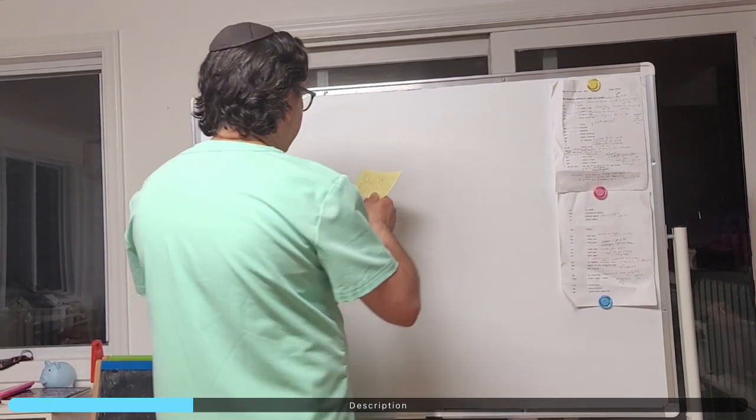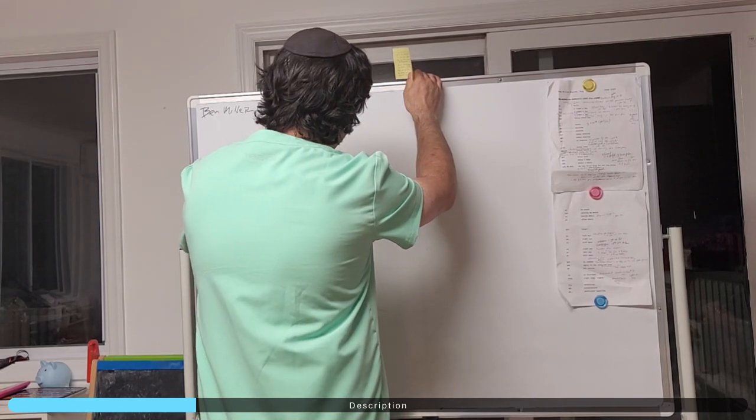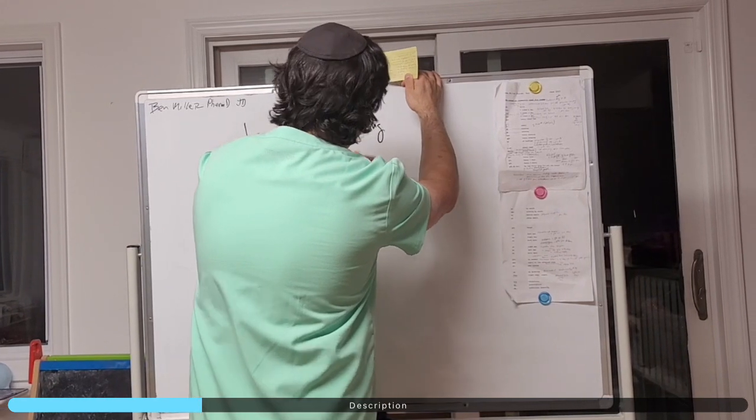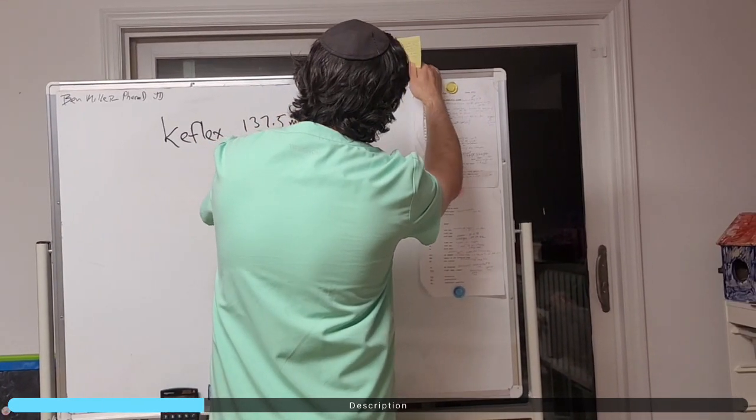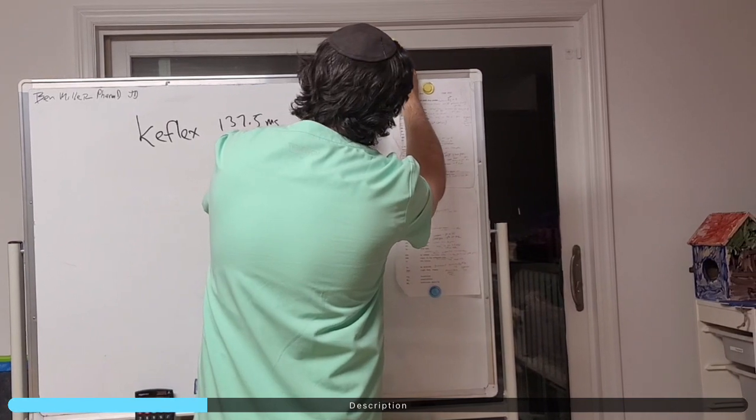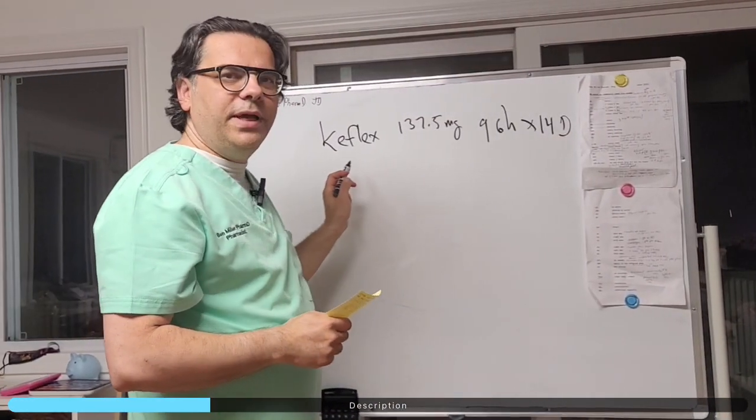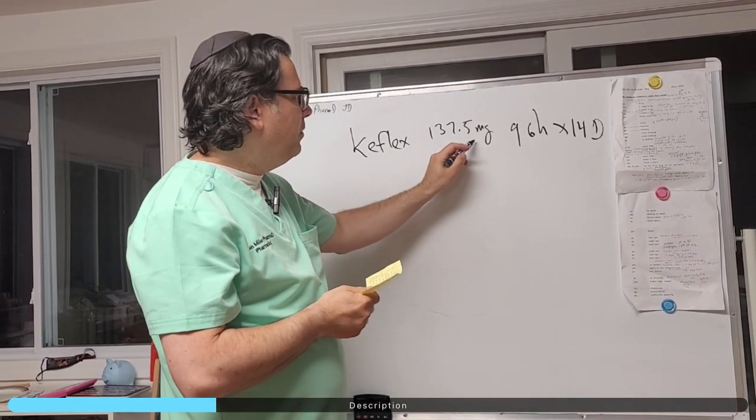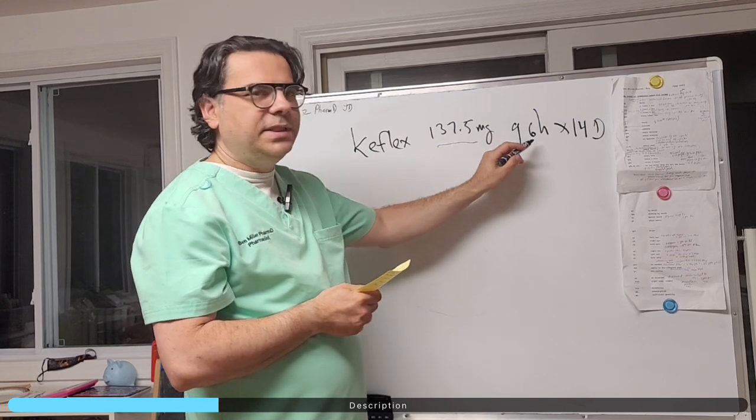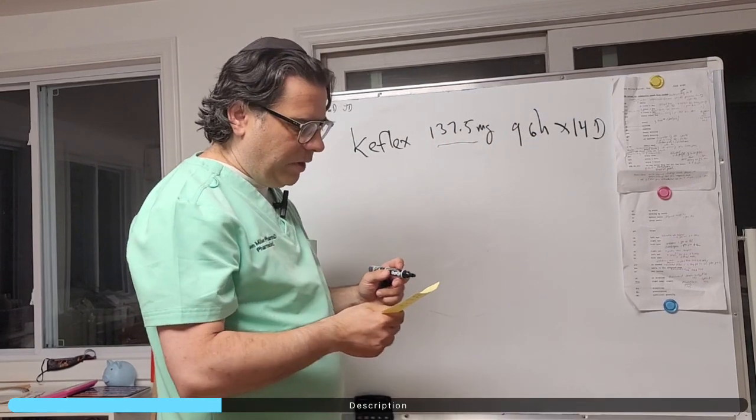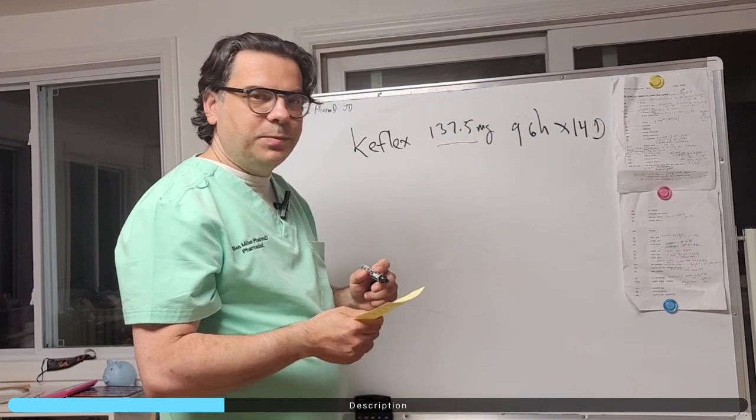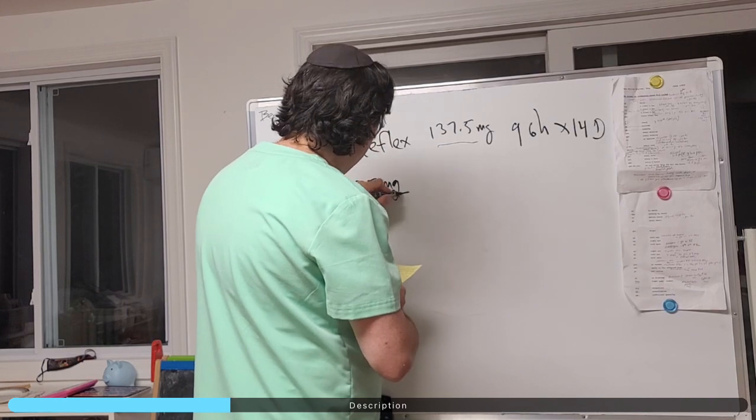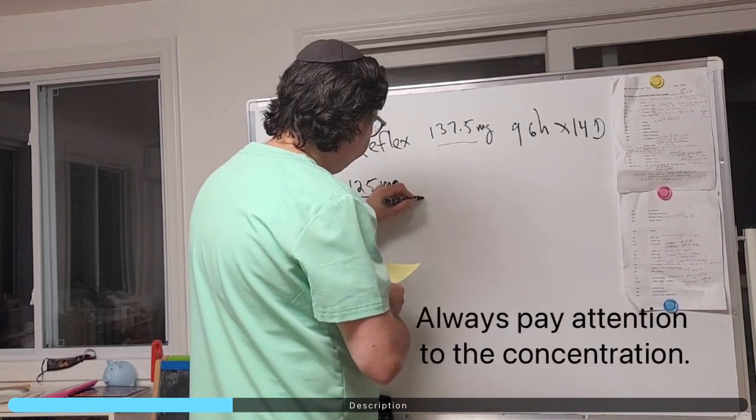So the doctor wants Keflex 137.5 milligrams Q6 times 14 days. Keflex, generic name is cephalexin, a cephalosporin antibiotic. The doctor wants 137.5 milligrams Q6H, every 6 hours, for 14 days. Available in the pharmacy is 125 milligrams per 5 ml.